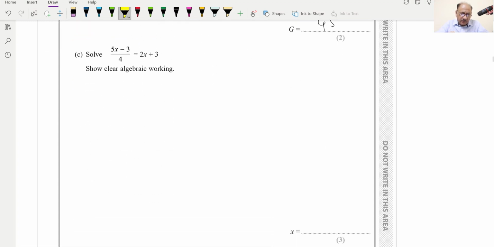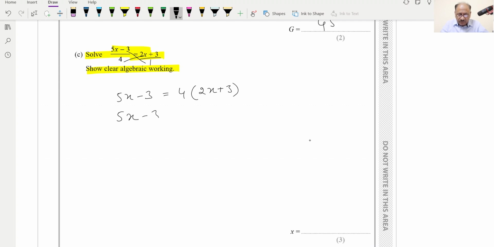Now C part, we have to solve this algebraic equation and show clear algebraic working. So we can cross multiply, writing over 1. It will be 5x minus 3 multiplied by 1 is equal to 4 into 2x plus 3. We can open the bracket, so 5x minus 3 will be equal to 8x plus 12. 4 into 2 will be 8, and 4 into 3 will be 12. Now we can shift these terms to the other side.